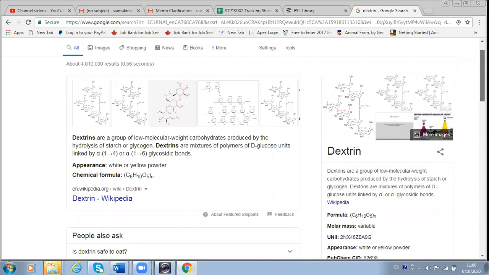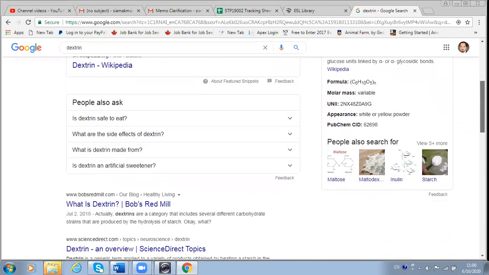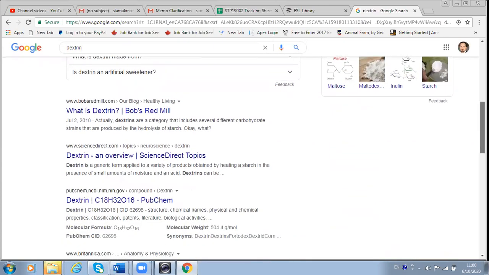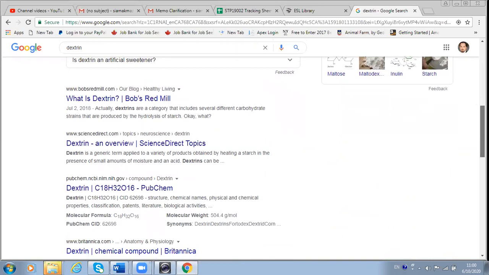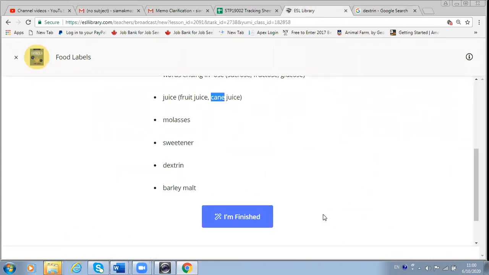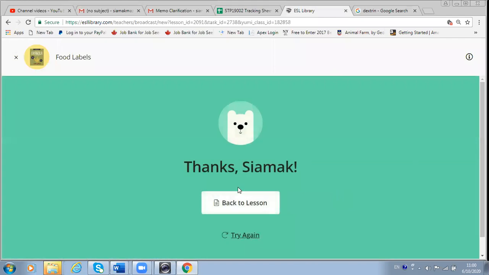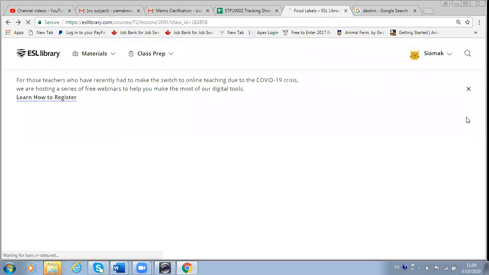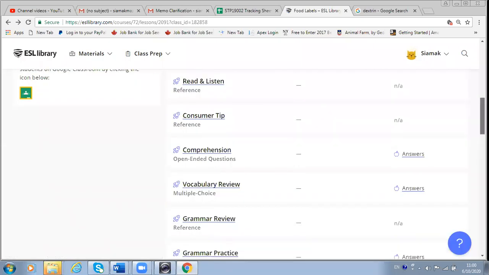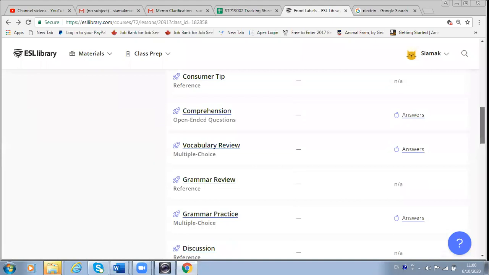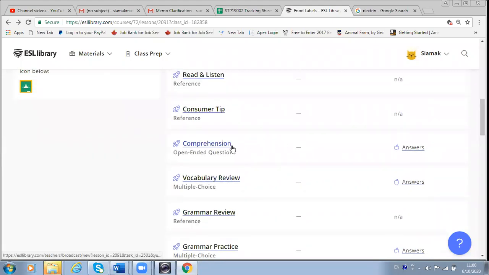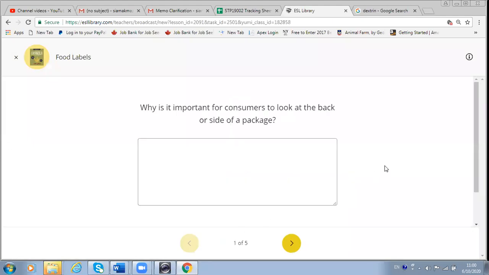Is it artificial sugar? Yeah, it should be some kind of artificial sugar. Thank you. If I can find any other information here... Yeah, I know that it's just some kind of artificial sugar made in the laboratories. So that's dextrin, like saccharin. Saccharin is used usually for those diabetes patients, but this one is not even used by these patients. So let's go to comprehension to see if you have got those points.